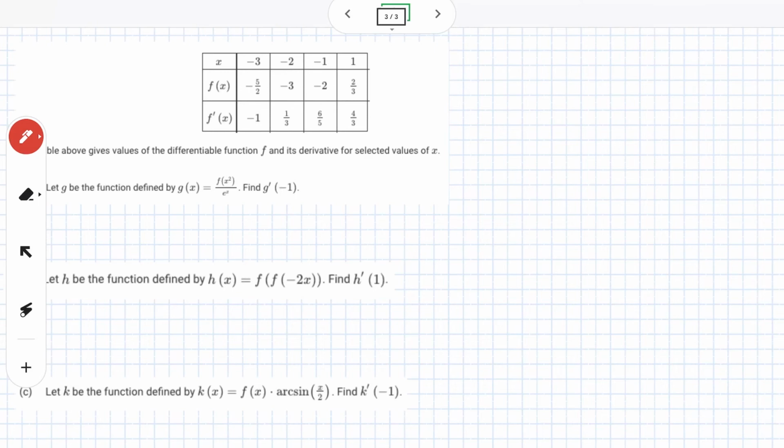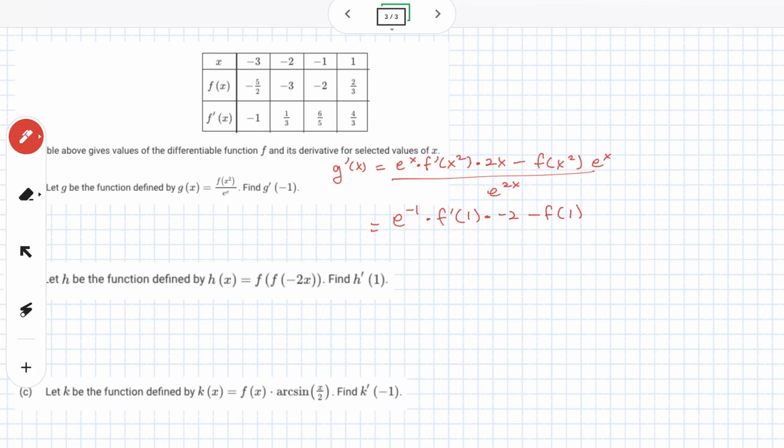Okay, the last part. Let g be the function defined by this. Find g prime of negative 1. So g prime is a quotient rule problem, which is the second times the derivative of the first, f prime of x squared times 2x, because of chain rule, minus the first times the derivative of the second, all over the second squared, e to the 2x.